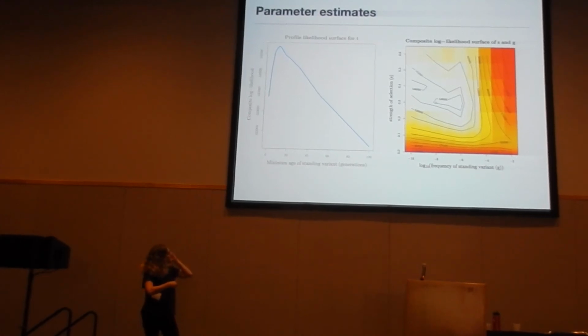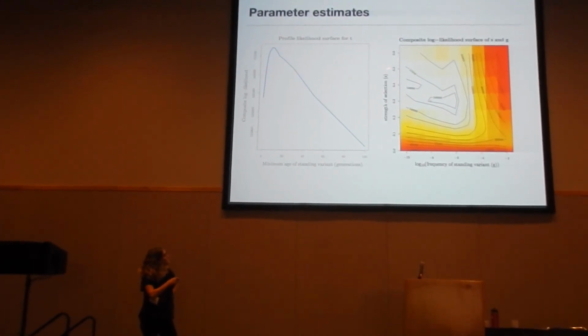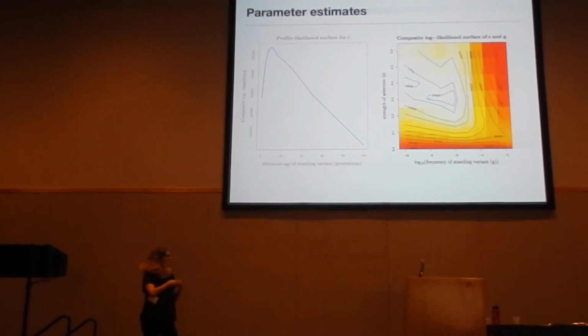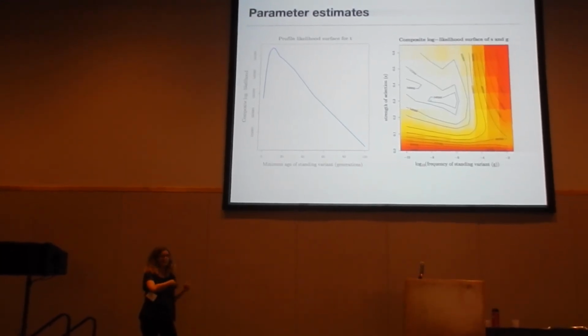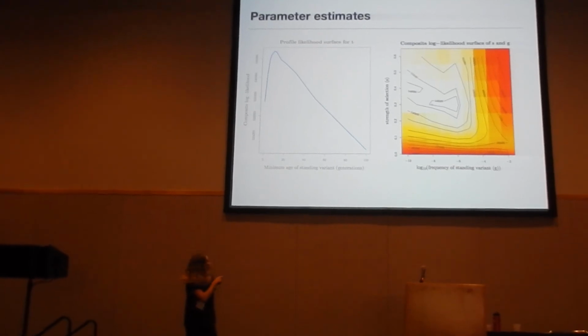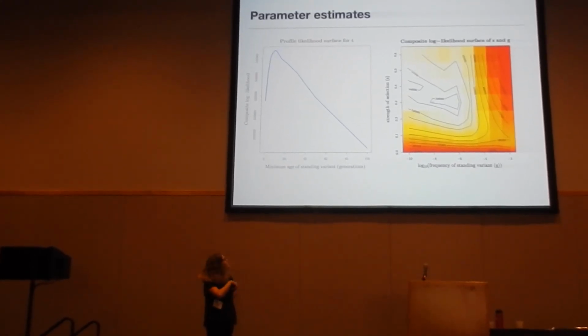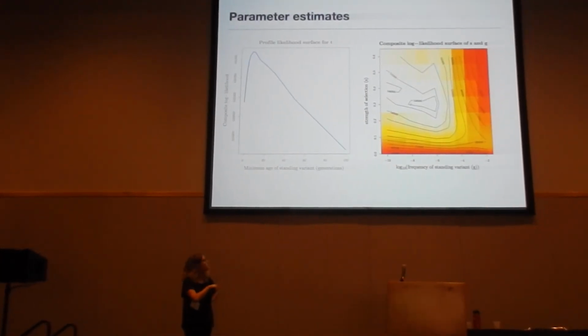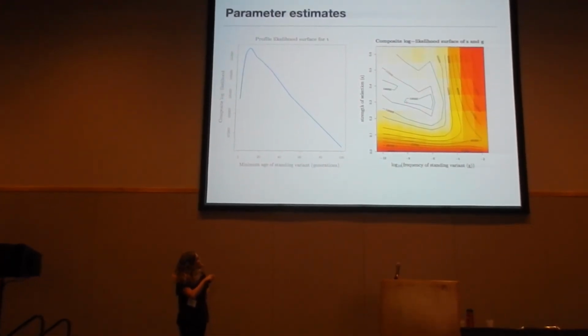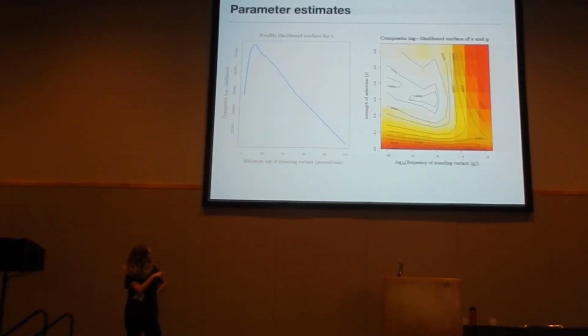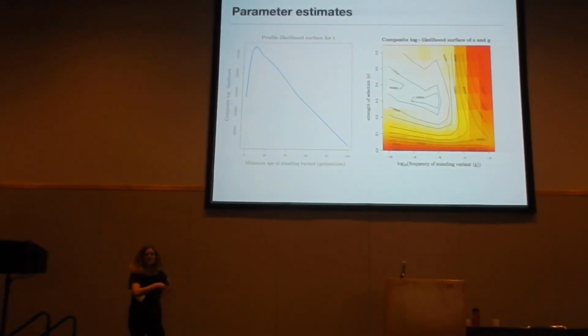And additionally, we can get back some estimates for the strength of selection and the frequency of the standing variant, so the frequency at which it was standing before selection started. And what I'm showing you, these yellower colors are a higher composite likelihood, and the red are a lower composite likelihood. And it seems to be peaking at a very strong selection coefficient of about 30%, and it was standing at about 10 to the negative 7.